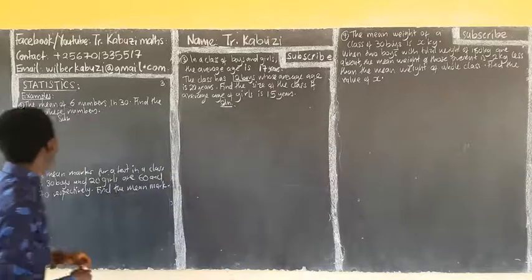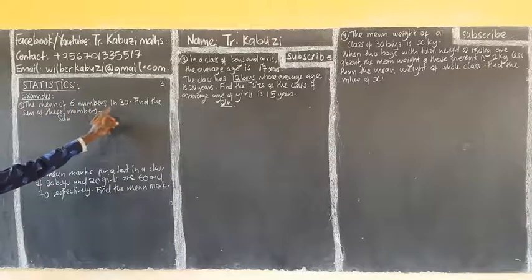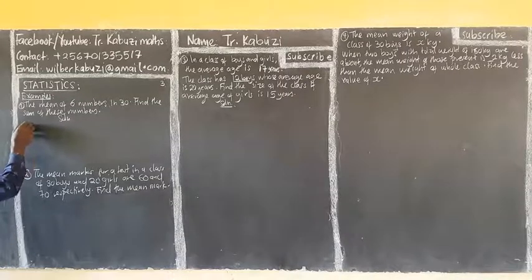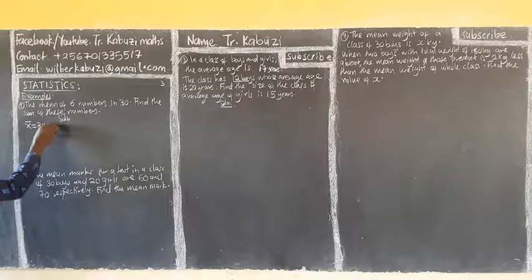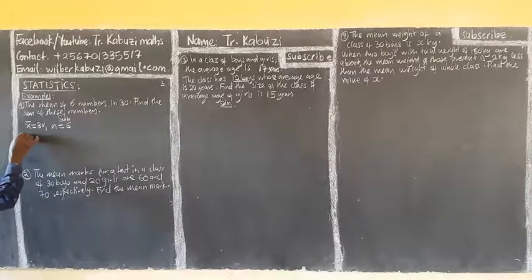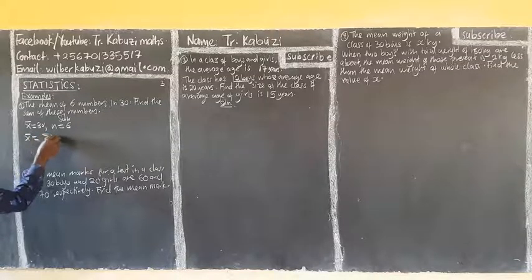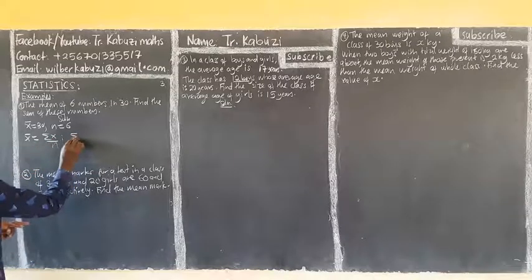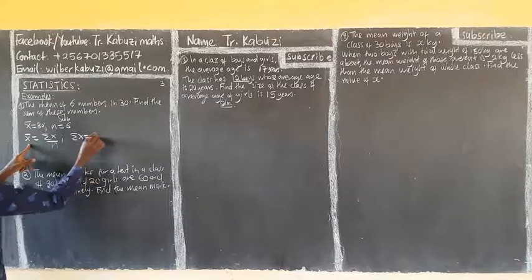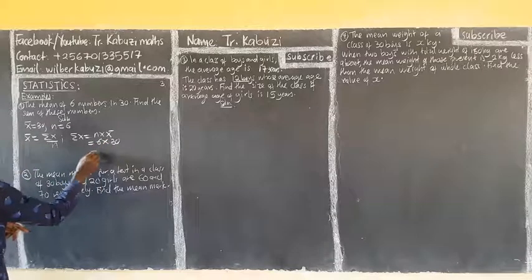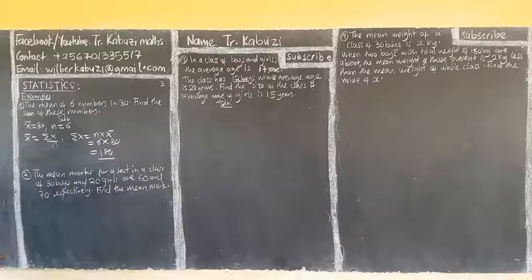To start with, this one tells us that the mean of 6 numbers is 30. Find the sum of the numbers. They are giving us the mean, so x bar is 30 and the number of numbers is 6. We know that our mean is given by summation x over n, the sum of all the numbers over their number. So now we need the sum of these numbers, which is summation x. Instead we get n times x bar, which is 6 times 30, and the total is going to be 180.